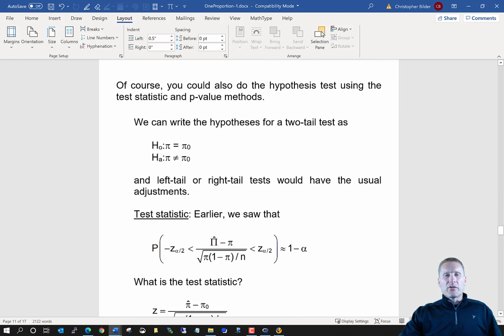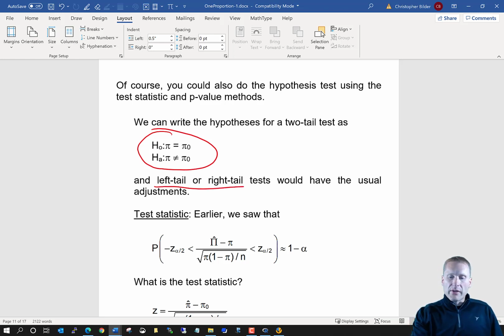Well, how would we approach it through the test statistic method? We've talked about that a little bit earlier. So here are our hypotheses. We're testing whether or not pi is equal to pi 0 versus pi does not equal pi 0. But you could also do left tail, right tail tests, just like what we did in the past. I'm not going to write out all that stuff because it's just a simple extension. Please make sure you can do it. And if there's ever a question about how to do it, please ask.